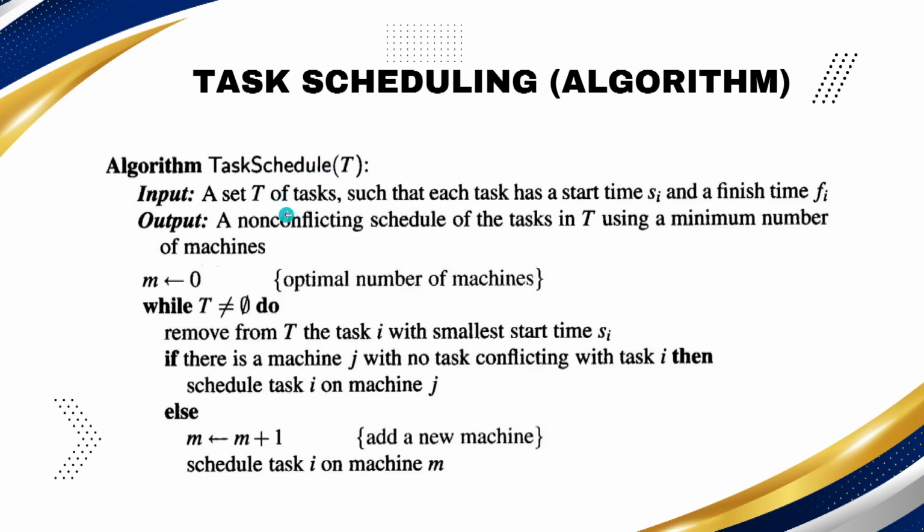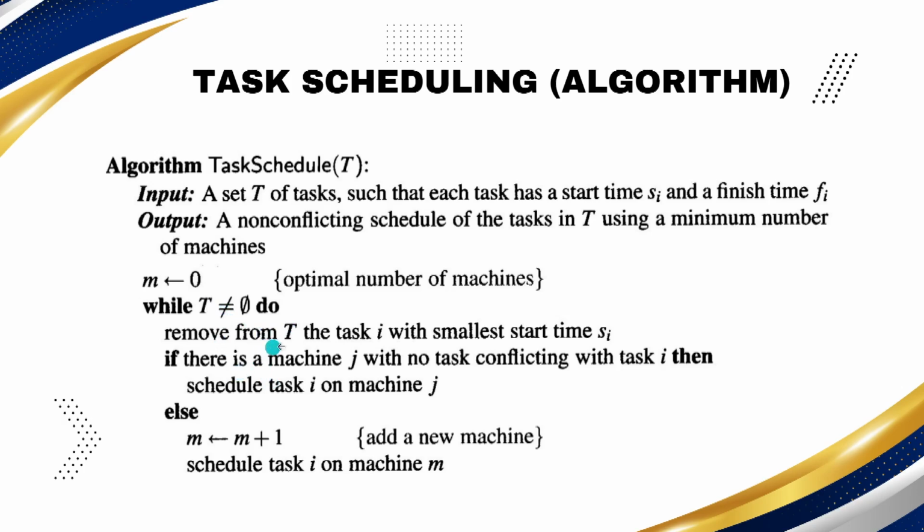The algorithm takes as input a set of tasks, and for every task we need to have a start time and a finish time, and the output will be a non-conflicting schedule. So, the output of the scheduling algorithm is a schedule, and the schedule will include tasks in the set T, and the schedule is supposed to use a minimum number of machines to schedule all those tasks and see that all those tasks get executed on the machine. To start with, we initialize the variable m to 0, where m denotes the optimal number of machines that are required for scheduling all the tasks in the given set T.